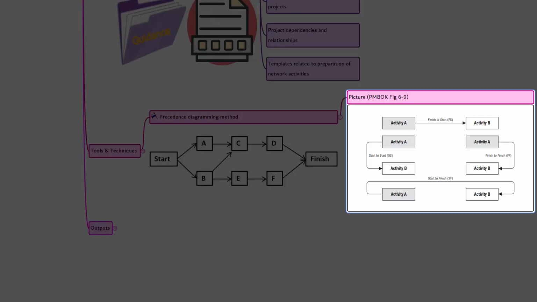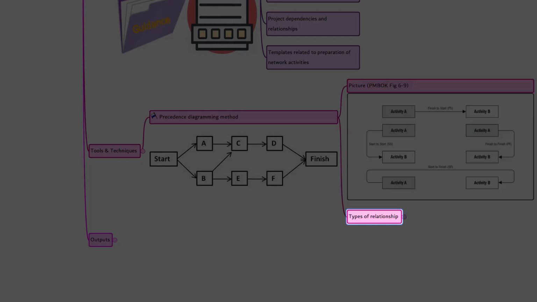All right, now let's move to tools and techniques. The first one is precedence diagramming method. The precedence diagramming method, PDM, is a technique used for constructing a schedule model in which activities are represented by nodes that are graphically linked by one or more logical relationships to show the sequence in which the activities are to be performed. PDM includes four types of dependencies or logical relationships. A predecessor activity is an activity that logically comes before the dependent activity in the schedule. A successor activity is a dependent activity that logically comes after another activity in the schedule.